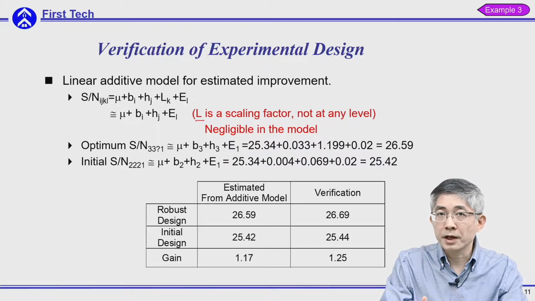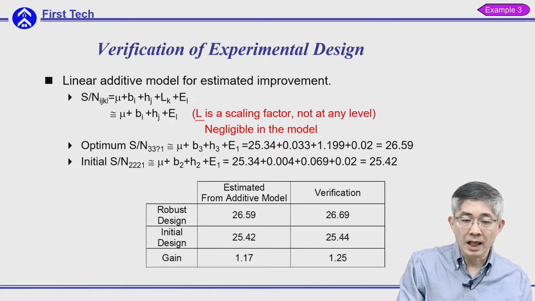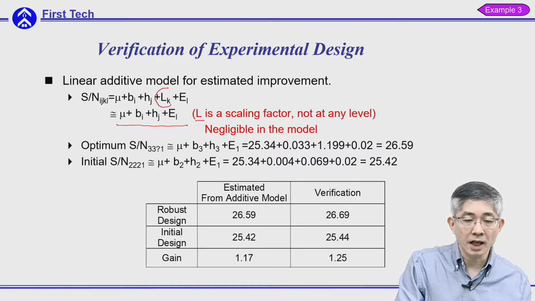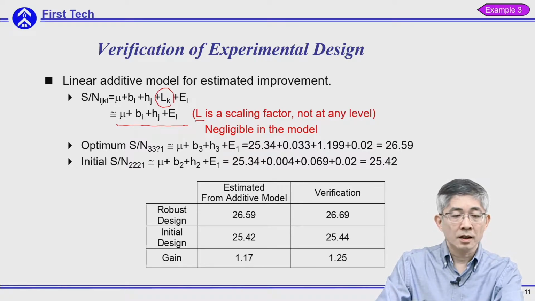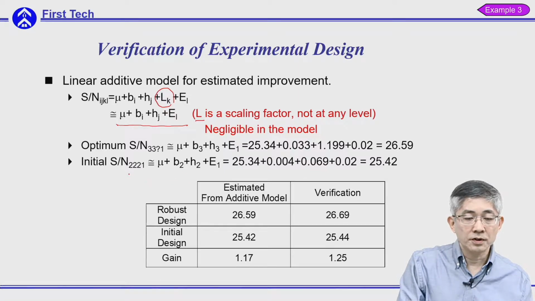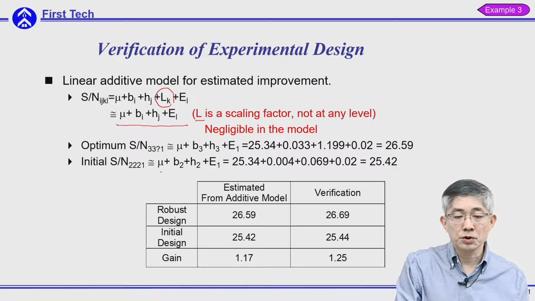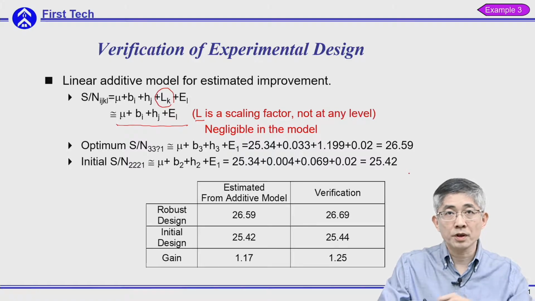In order to compare the improvement between the initial design and the optimum design, usually we will neglect the scaling factors in the comparison, using only the rest of the control factors. As you can see here, the main effect of L is neglected, since L is the scaling factor, which will not be set at any specific level. From the initial design, the levels are 2, 2, 2, 1, so you substitute this combination into the additive model. You will get the prediction mu plus B2, H2, and E1, and the corresponding result will be 25.42.